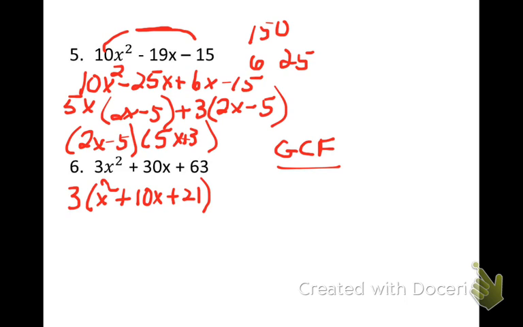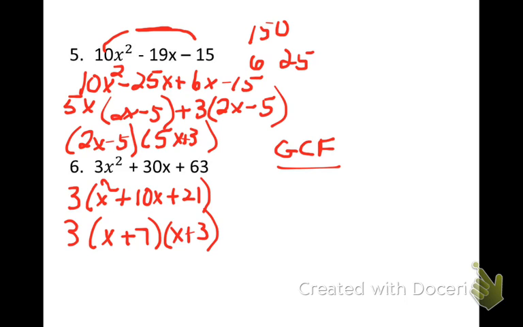And then we want to look at this and see if we can factor this. Well, yes, it's going to factor into x, and again, it doesn't have an a, we can probably do it the easy way, guess and check way, plus 7 and x plus 3. That would give us 10x, 7x and 3x would give 10x and 21. So that would be factored completely.